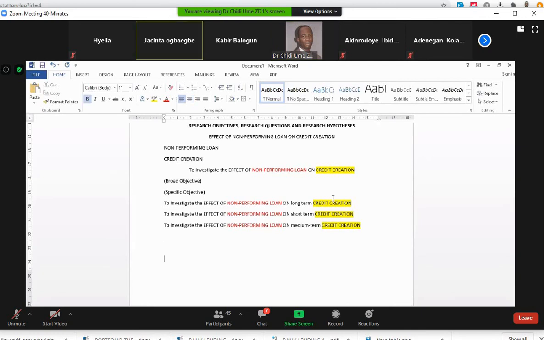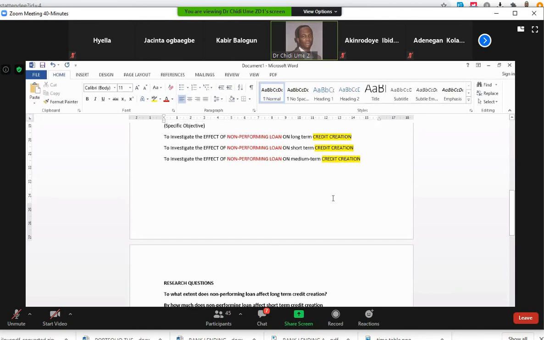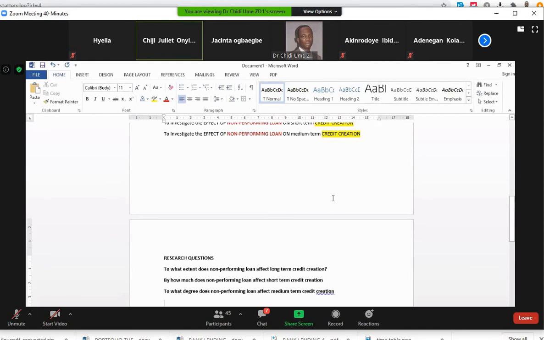Now, what was the idea? The idea is that if I find an answer to research question number 1, I would have achieved specific objective number 1. If I find an answer to research question 2, I would have achieved specific objective 2. Find an answer to research question 3, I would have achieved specific objective 3. So expectedly, you should have as many research questions as the number of objectives you want to pursue. Are we together? Yes, sir.